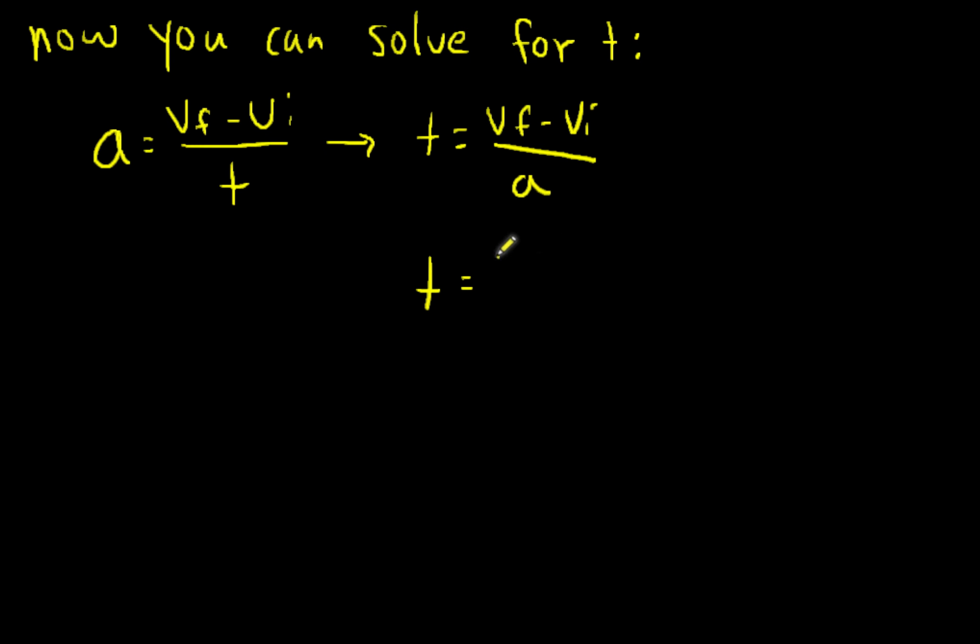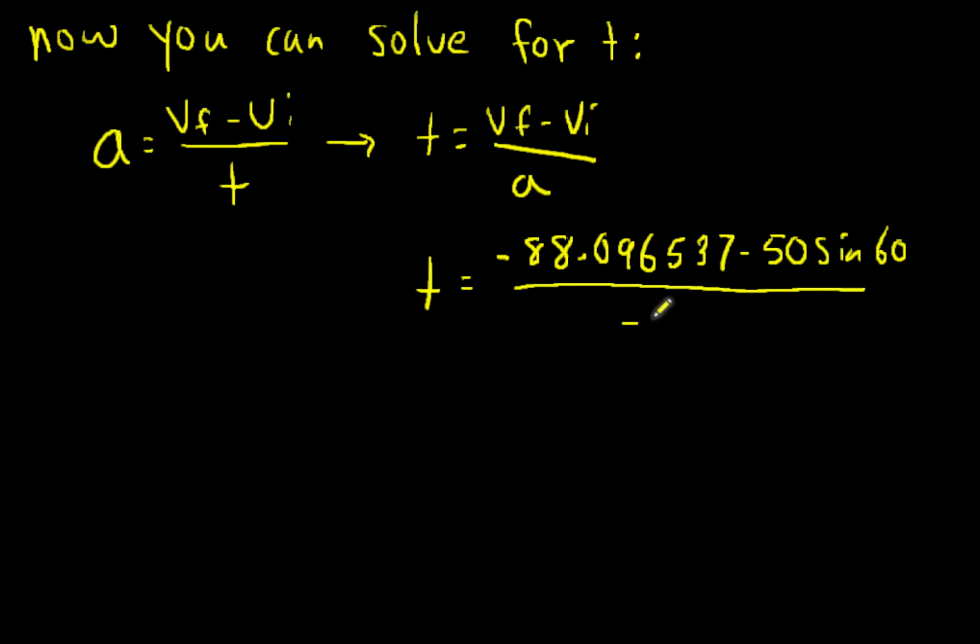T equals negative 88.09653 minus initial velocity, which is 50 sine 60, divided by acceleration, which is negative 9.81. This gives us a time equal to 13.8168 seconds.